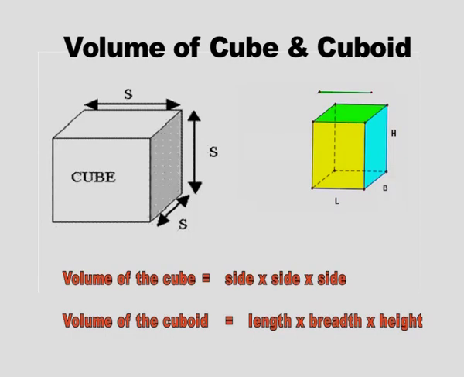Now we will see about the volume of cube and cuboid. Volume of a cube is equal to side into side into side. Then volume of a cuboid is equal to length into breadth into height. Now in this session we have seen about the measurement of length, mass and weight.